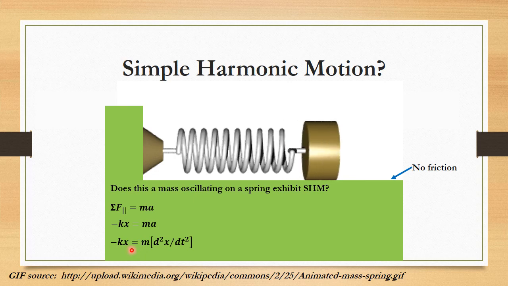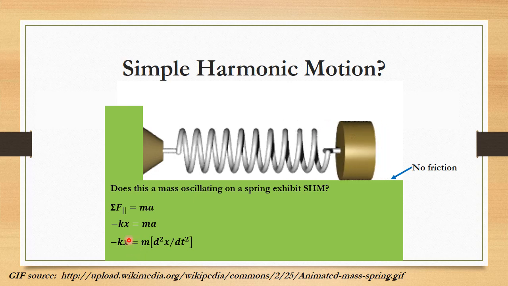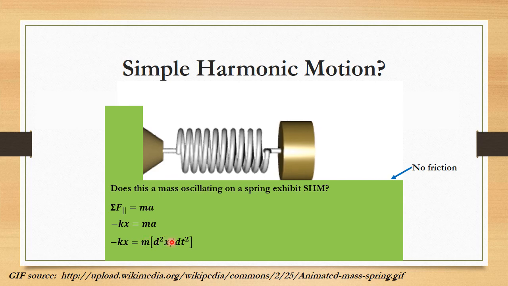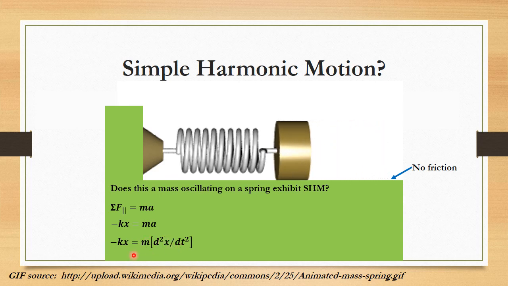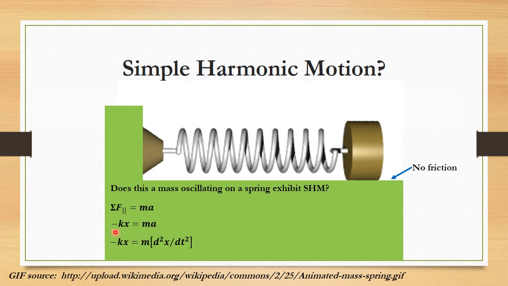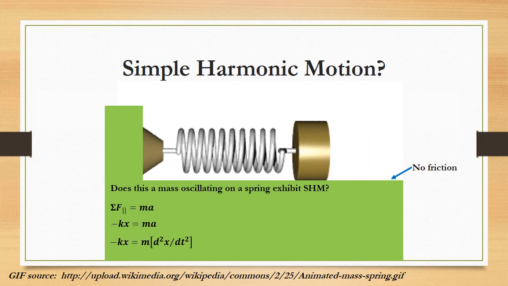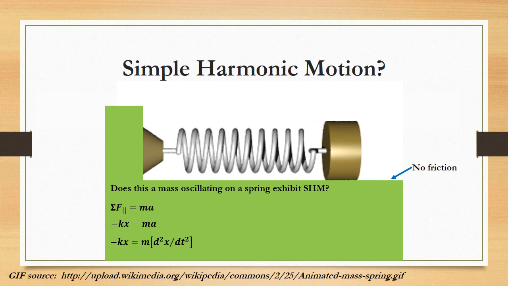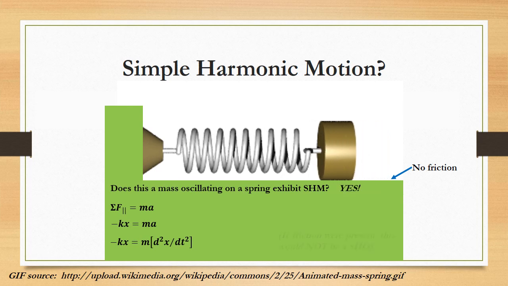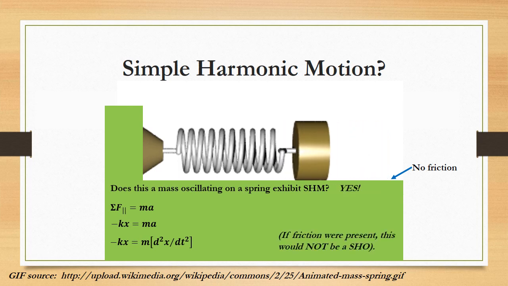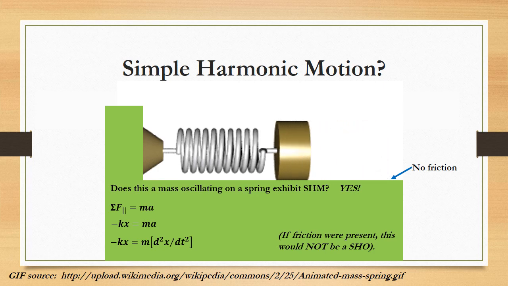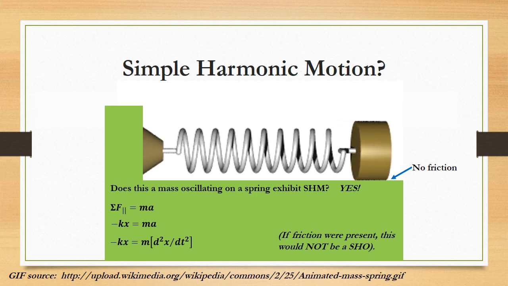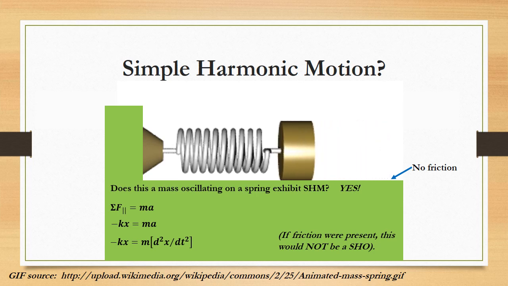Why is that? Because on one side of the equation you have position, on the other side you have the second derivative of position, and one of them is negative. Whenever that's true, no matter what these constants are, in this case k and m, you have a simple harmonic oscillator. So the answer here is yes, and one note I want to make, if there had been friction, this would not be in the true sense exhibiting simple harmonic motion. The reason is that we would then call it damped harmonic motion, which is something we'll do in another video.